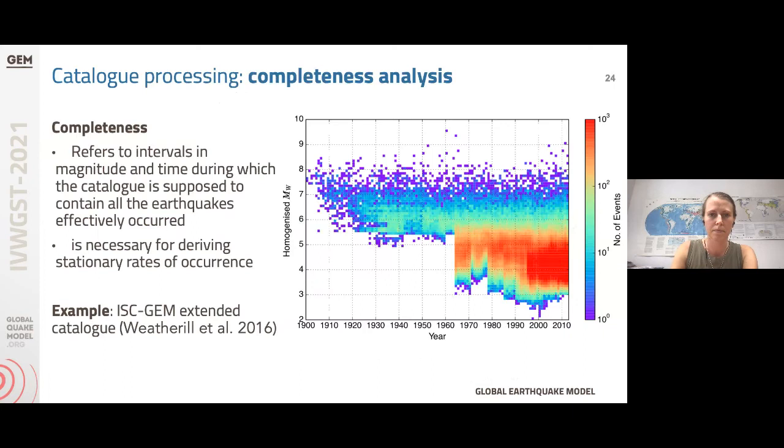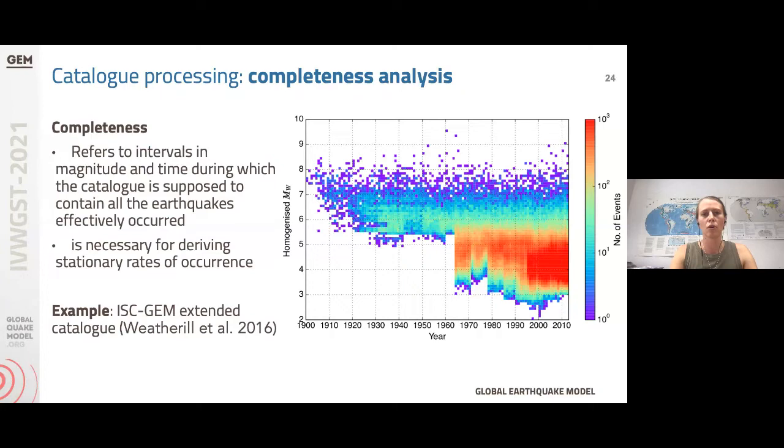The next step is the completeness analysis. Completeness is referring to the time intervals for which a catalog has theoretically recorded every single earthquake above some magnitude threshold. And this is a time-varying parameter because seismic stations come and go, more so they come, and we have more instrumentation and are able to capture smaller and smaller earthquakes with time. And these are necessary for deriving robust occurrence rates, since without them, we may reduce or increase the rates that we're predicting.